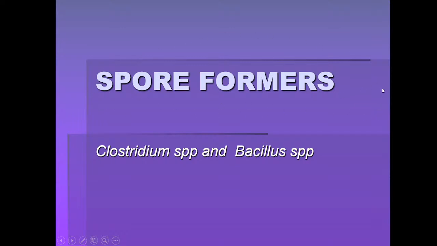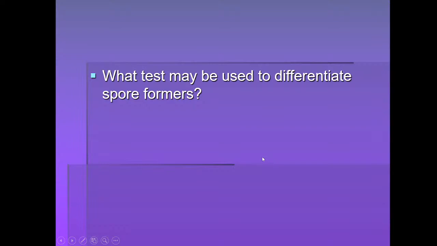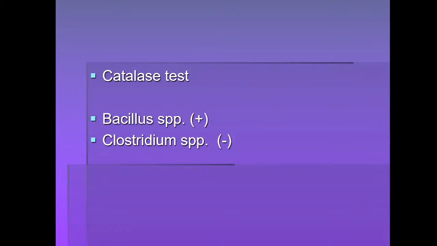We're going to talk primarily about the spore formers, Clostridium and Bacillus species. One of the things that you need to remember about them is that you can differentiate them with the catalase test. Bacillus species will test positive for catalase, and Clostridium will test negative for catalase. So first up, the catalase positive one, Bacillus species.